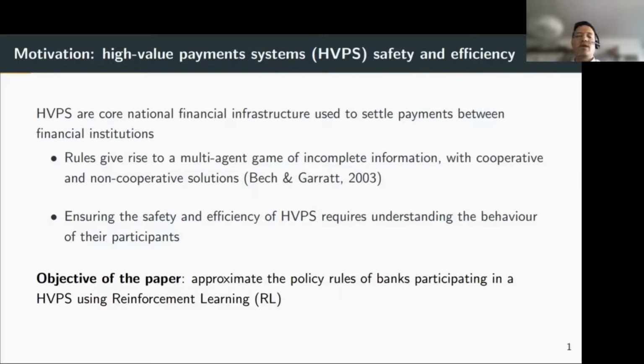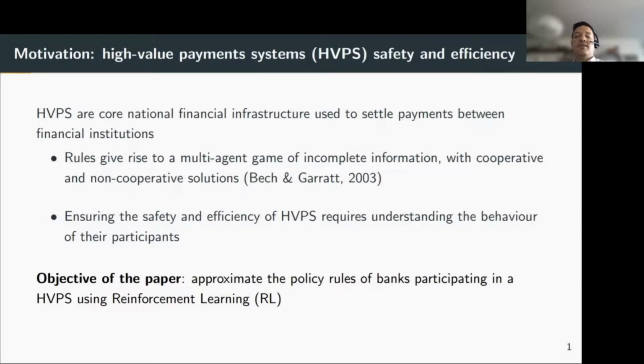Banks use these systems to pay on behalf of their clients, and to do so, they first need the liquidity provided by the central bank, which is costly. An incoming payment from another bank is also liquidity that can be used for their own payments, giving an incentive to free ride on others' liquidity. Further, payment requests from the clients and the timing of an incoming payment are uncertain, giving rise to a multi-agent game of incomplete information. Most interestingly, this game can have cooperative and non-cooperative solutions. In other words, the same system can be efficient or inefficient.